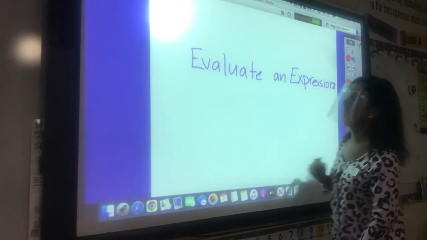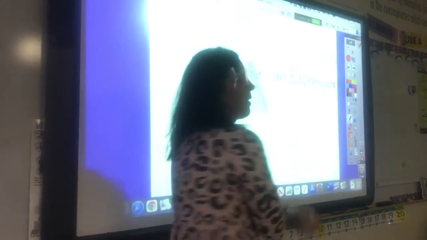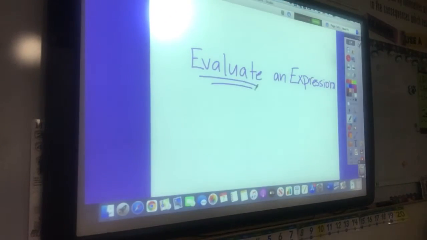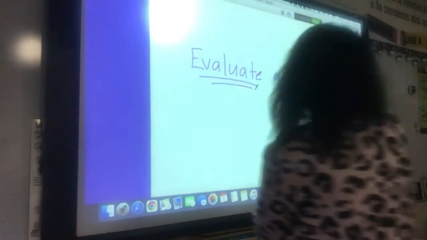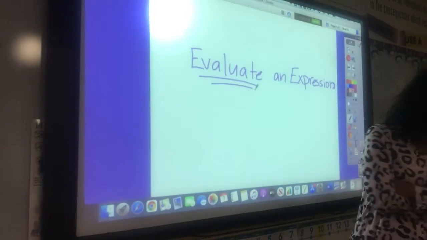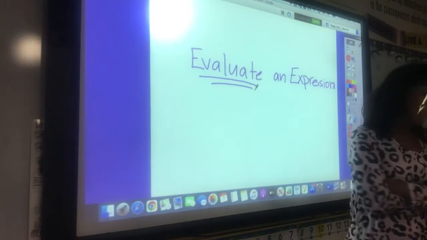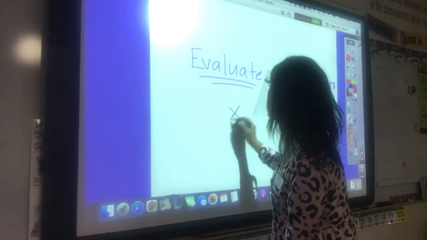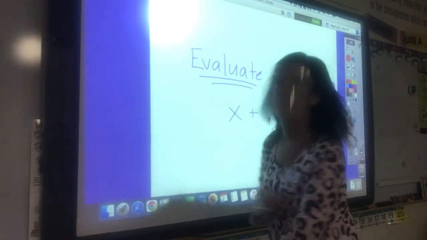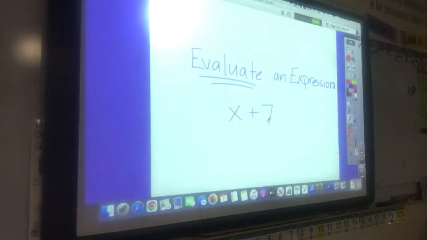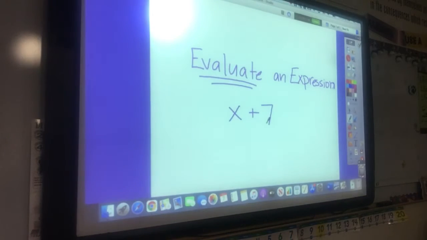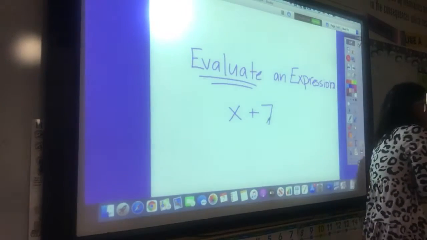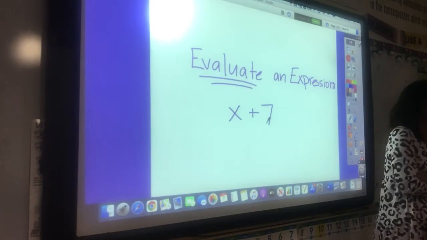Okay, so evaluate, new vocabulary word, evaluate an expression. It's super easy, you just gotta know what to do. We'll start easy and then we'll get a little bit harder as we go. Let's say we have an expression of x plus 7. We know that's an expression, x plus 7. There's no math to do here. It's just an expression. There's nothing we can do.